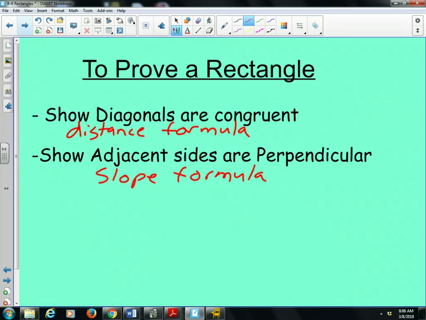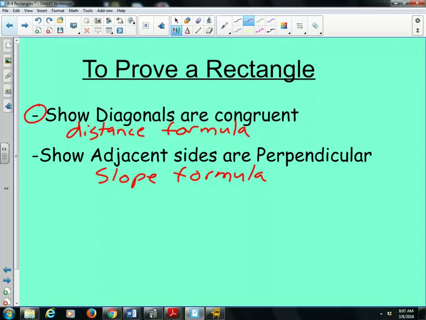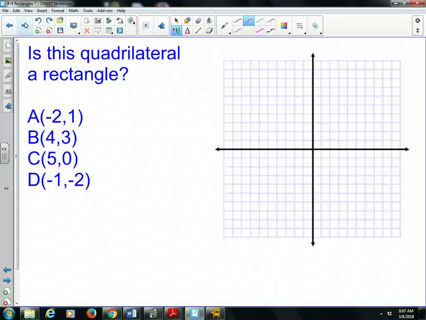So let's take a look here at this problem right here. Is this a rectangle? Well, we can't just know by graphing it. We have to do one of these two things: show the diagonals are congruent or show the adjacent sides are perpendicular. Let's first put this on graph paper and see what we're looking at.